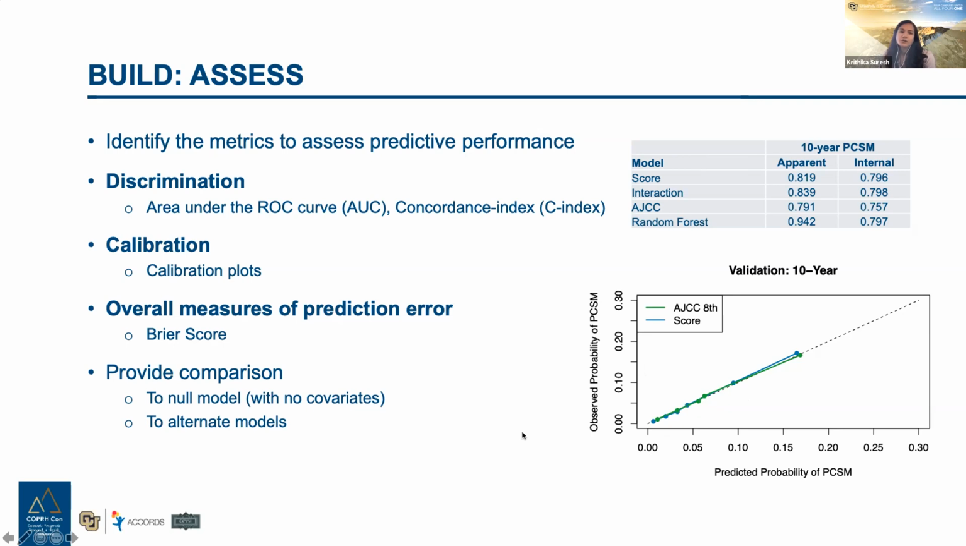The other thing you can look at is overall measures of prediction error, such as Brier's score. I think the most common question is, what is a good value for all of these metrics? To provide a comparison, you could use something like a null model that doesn't have any covariates, or you can look at other alternative predictive models that exist in that field. For example, we included this AJCC model.